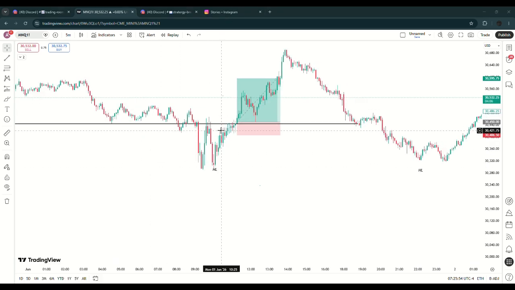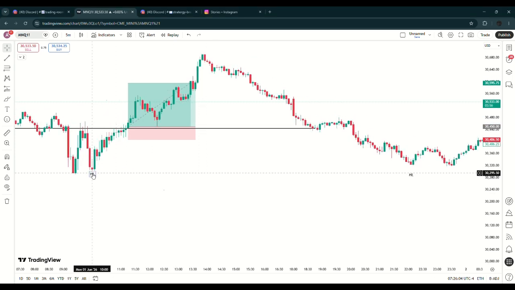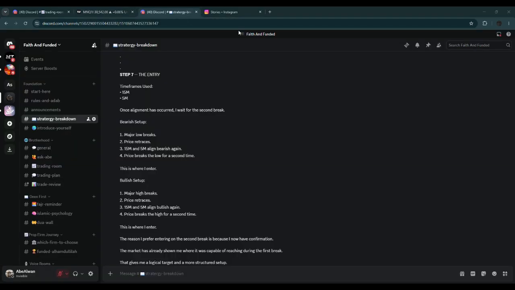So what does this look like on the 5-minute chart? We can see that after price retraced, the 5-minute chart began creating higher highs and higher lows. This low right here did not go below this low, and instead it broke this high over here, and this is exactly where we entered. Step seven is the entry. Once the alignment has occurred, which is the 15 and the 5-minute becoming bullish again, I wait for the second break and then target the same level that price went to before retracing.